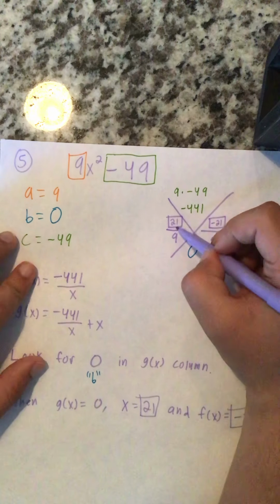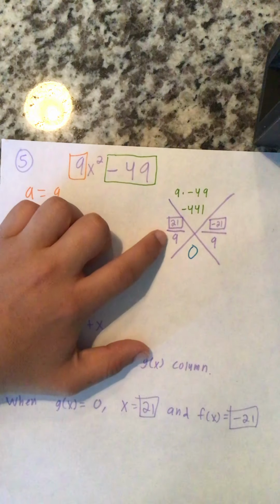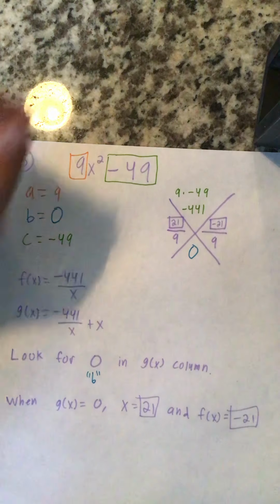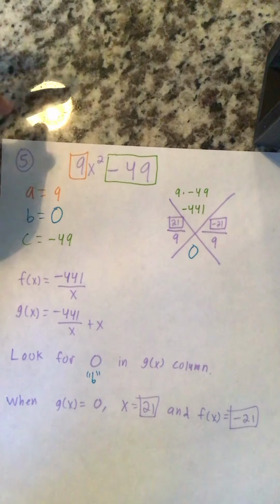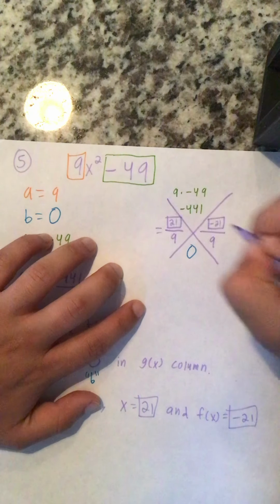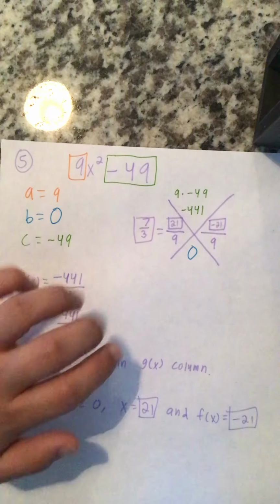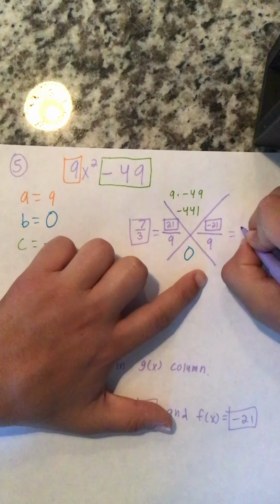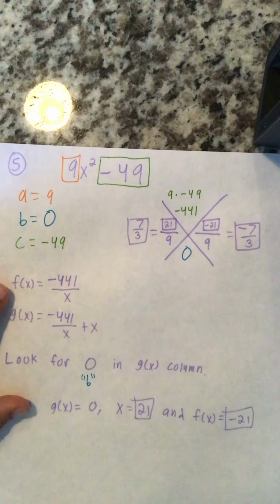So 21 over 9, does that reduce? If you have a calculator, your phone, I don't recommend that because it'll probably turn it into a decimal. But you can use the Desmos calculator or this GeoGebra regular calculator. If you type 21 over 9, it should reduce to 7 over 3, which means negative 21 over 9 reduces to negative 7 over 3.